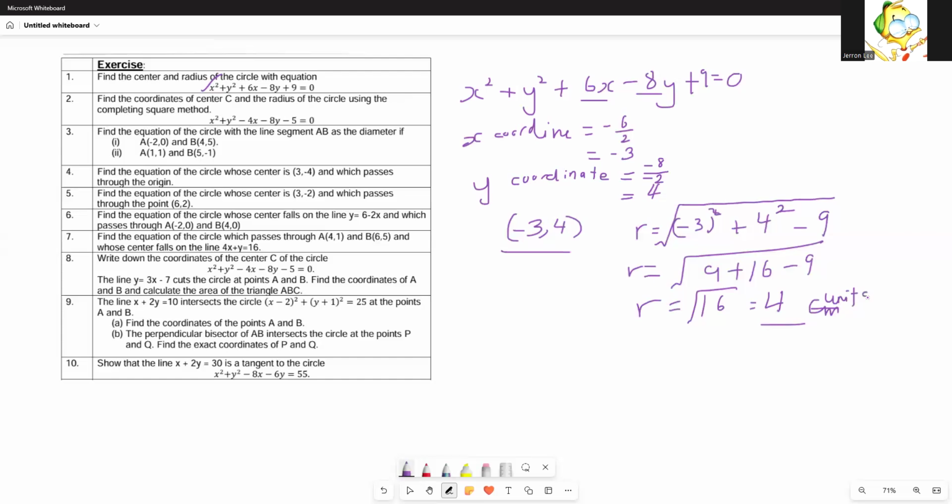This is pretty simple, right? You just have to divide the coefficient of x and the coefficient of y by negative 2 to find the respective centers, and of course for the radius, just take the square root of it. So that is for number 1.